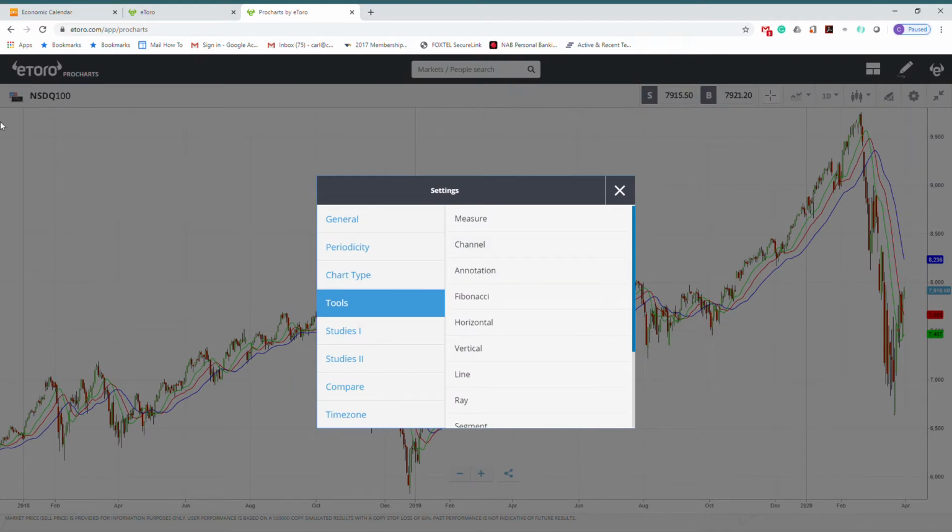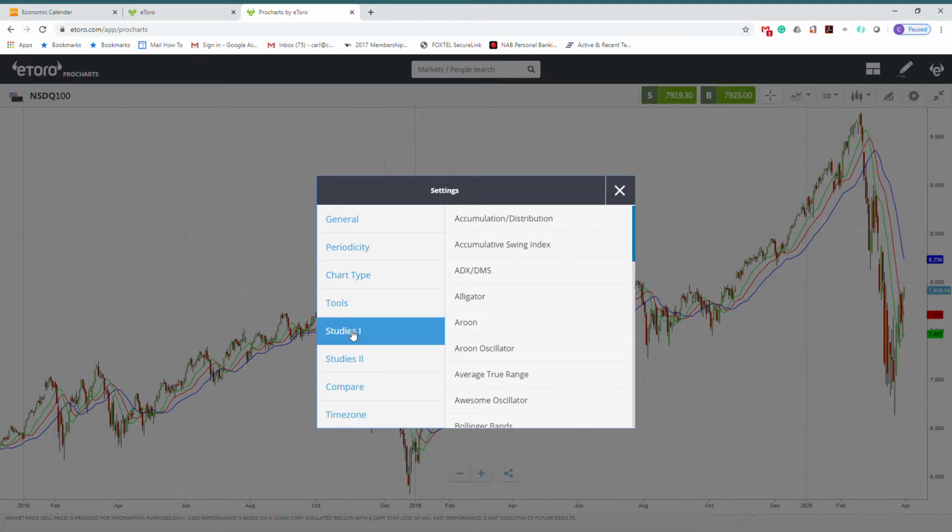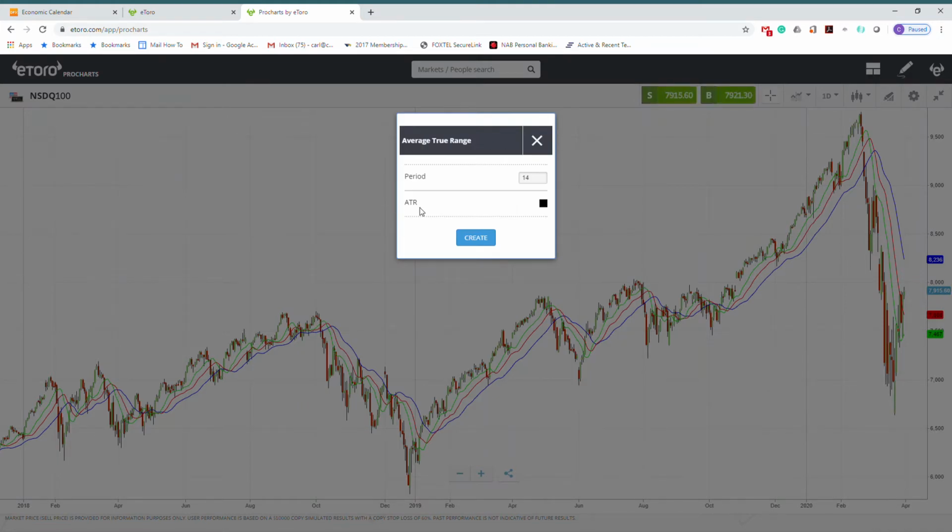This is a Nasdaq chart, a daily chart of Nasdaq. Okay, we can find it here. This is the eToro chart. So we go here, and as you can see, average true range, which we know as ATR. Let me change the color, maybe to blue. The period is up to the trader to change if he wants.